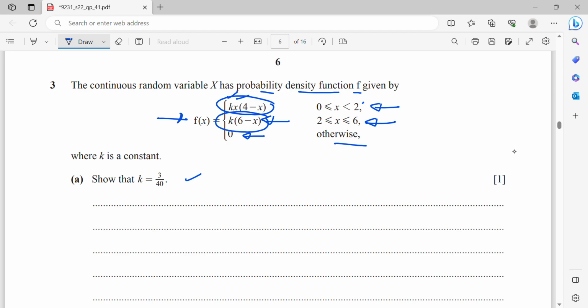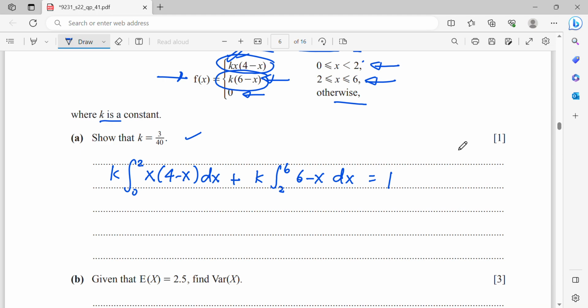So at the same time, since your k is a constant, I will factorize a k when I do my integration. So here 0 to 2, then x bracket 4 minus x dx plus the second function also contains k. So I will factorize the k as well. Then from 2 to 6, the limits, then 6 minus x dx. And it will be 1. Okay, so from here we need to do integration. Alright, so now I will write k.